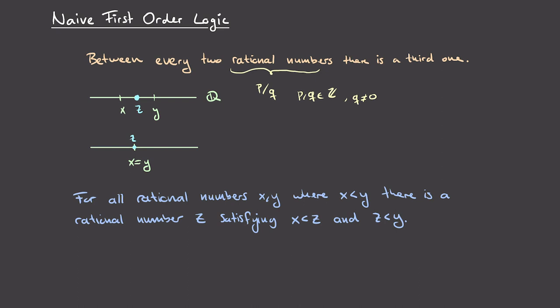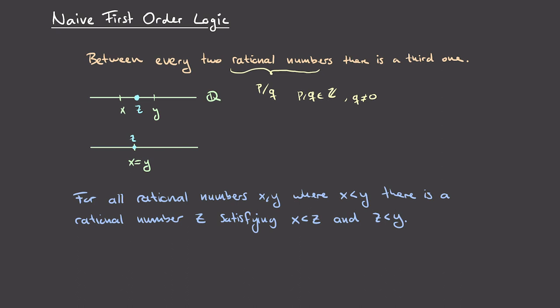And finally, we're saying that this third one, this z that we're trying to obtain, also needs to be a rational number. So we're being very explicit that this number we want between x and y should also be a rational number. And moreover, we express the betweenness using these inequalities. Now, the idea behind first order logic will be to write these types of statements that I've written in blue in a formal logical format.